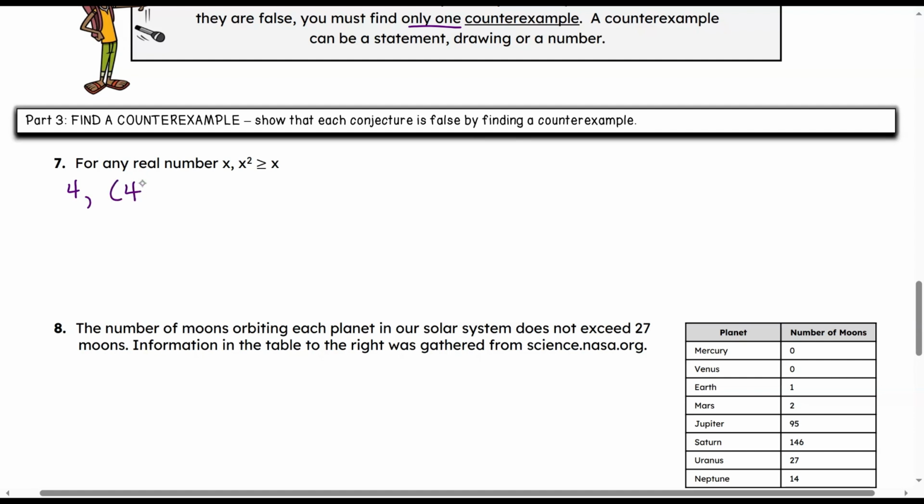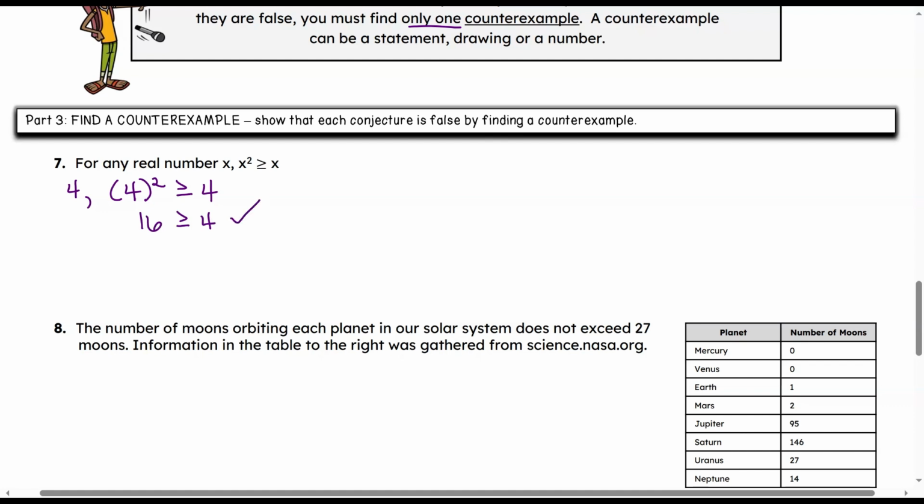4 squared is greater than or equal to 4, right? Because that's my conjecture: x squared is greater than or equal to x. So if x is 4, 4 squared is greater than or equal to 4. Well, what is 4 squared? It's 16. And 16 is greater than or equal to 4, so that is true.